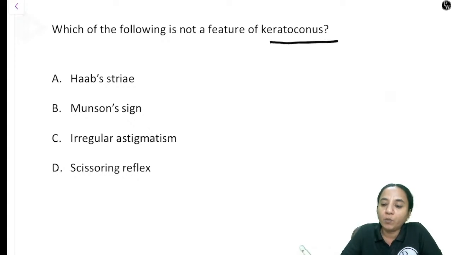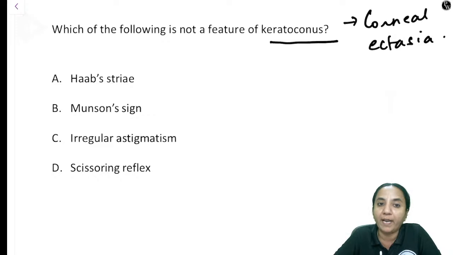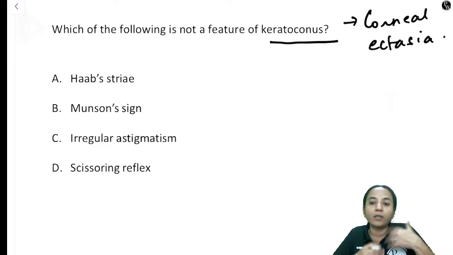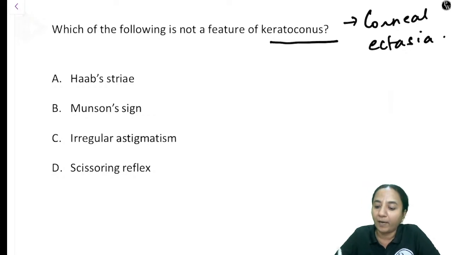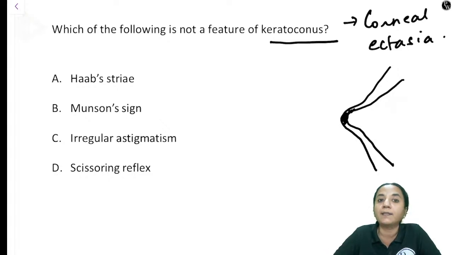So keratoconus, what is this? This is a type of corneal ectasia, right? So in this corneal ectasia, what do we have? There is a protrusion of the cornea which is associated with thinning. It's not that the whole cornea is protruded, it's a localized protrusion. So if I draw a picture, it will be like this. So this part of the cornea is protruded and it is thinned out.